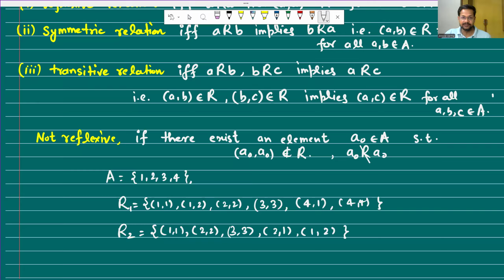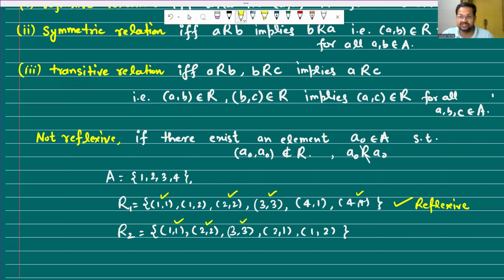So you can see clearly that the first one is reflexive because the pair (1,1) is there, (2,2) is there, and (3,3) and (4,4), so every element is related to itself. It means this is a reflexive relation. Okay. But here you can say (1,1) is there, that is okay, (2,2) is there, (3,3), but (4,4) is not there. So if there exists an element a naught in A which is not related to itself, right, it means a naught is not related to a naught.